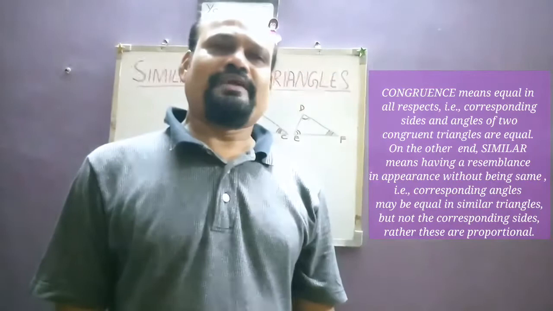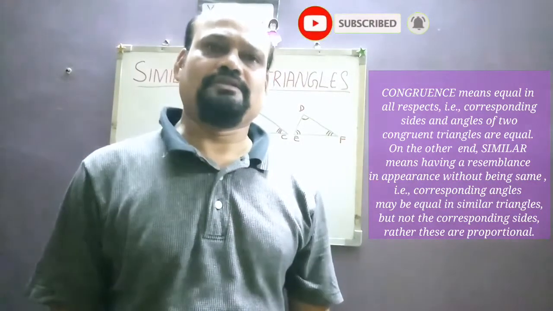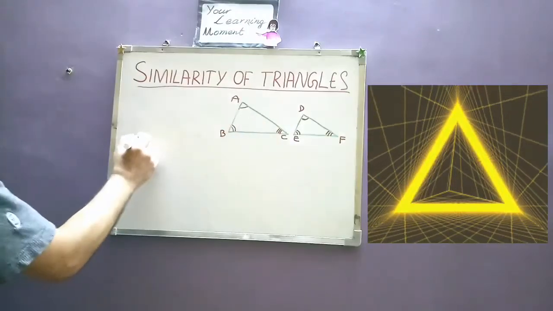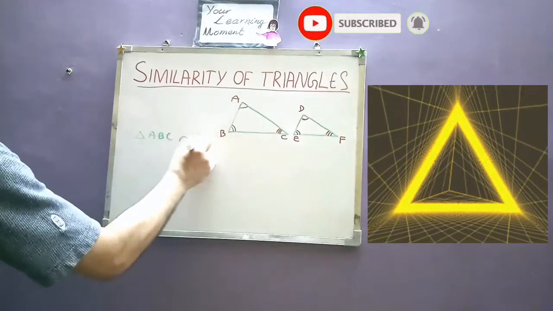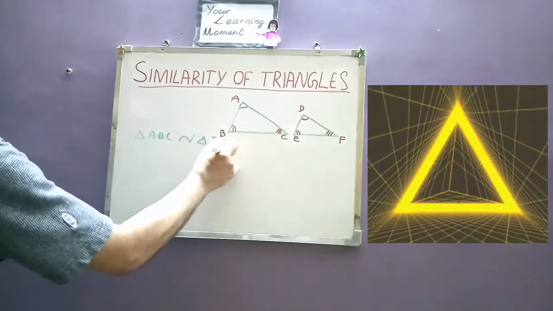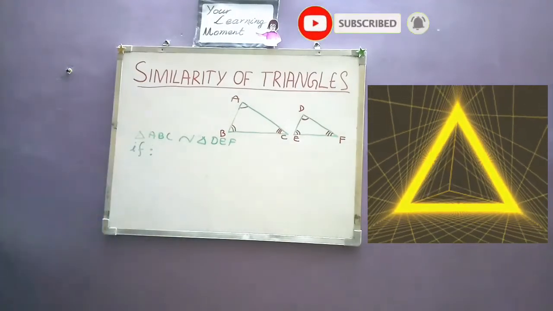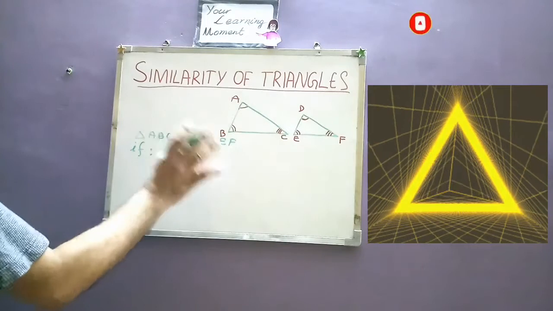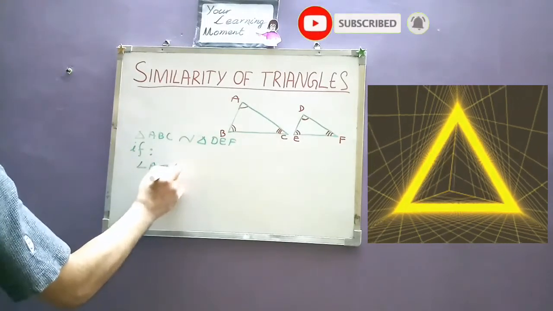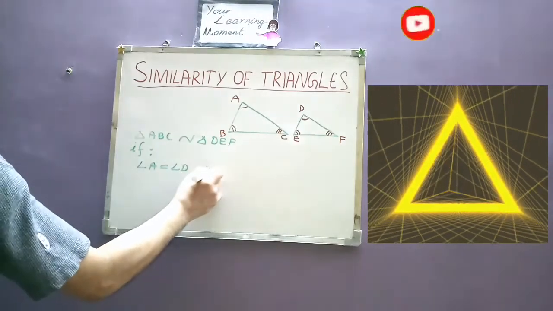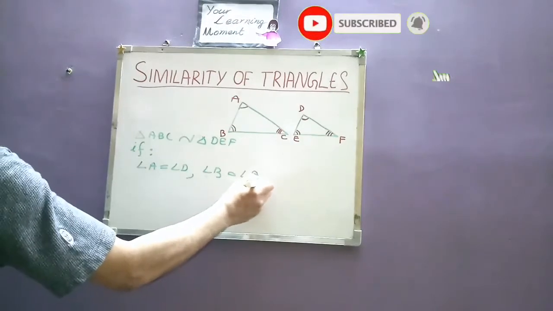On the other hand, similar means having a resemblance in appearance or quantity without being same or identical. Two triangles ABC and DEF are similar. That is, triangle ABC is similar to triangle DEF if first their corresponding angles are equal. That means angle A equal to angle D, angle B equal to angle E, and angle C equal to angle F.